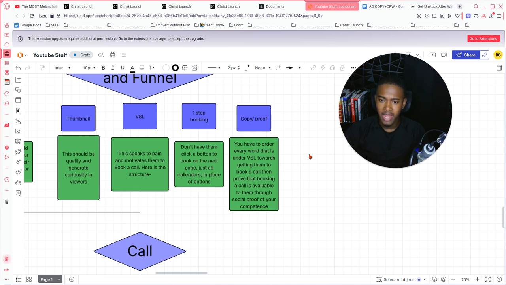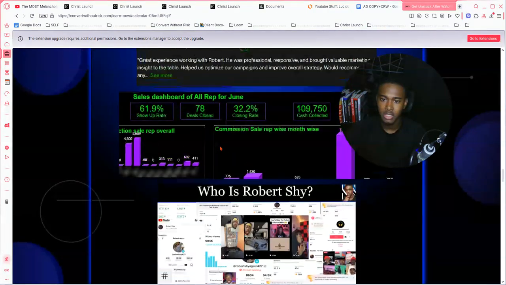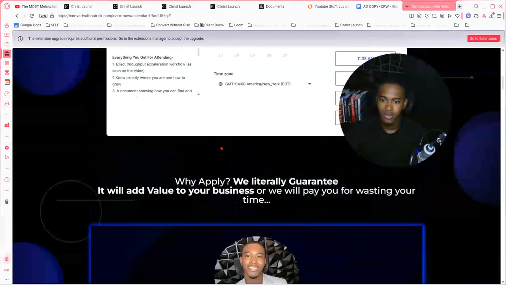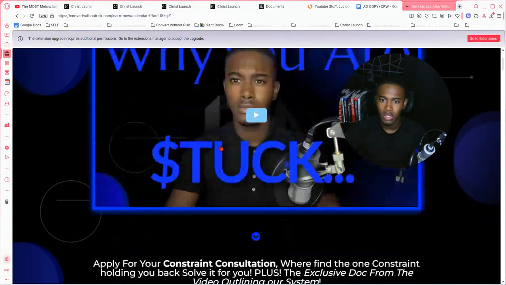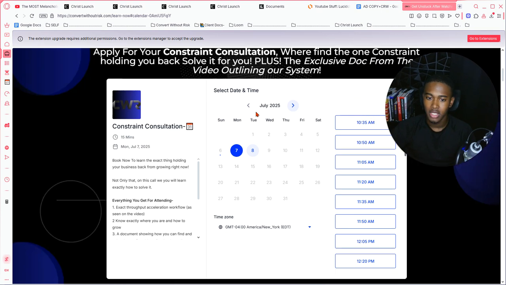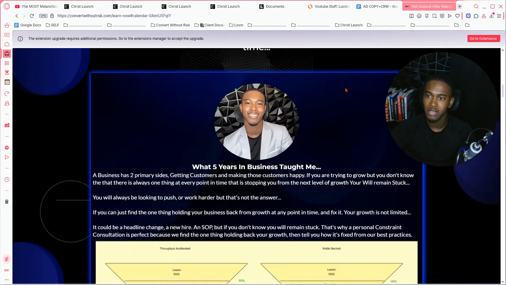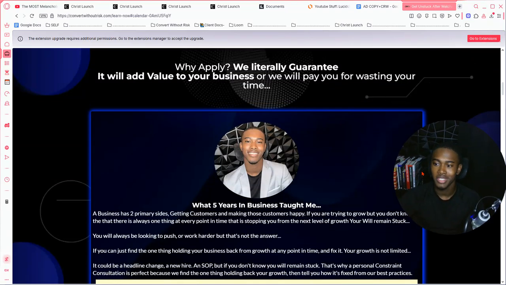Now, copy and proof. You have to order every word that is under the VSL towards getting them to book a call. Then prove that booking a call is valuable to them through social proof and your competence. So let's give some examples here. All of these words under here are designed to get you to book a call with me. As you can see, why apply? We literally guarantee we'll add value to your business, or we'll pay for wasting your time.